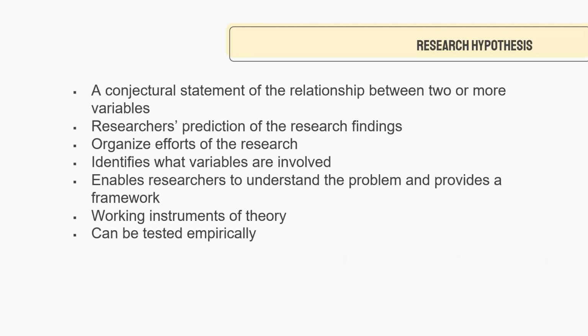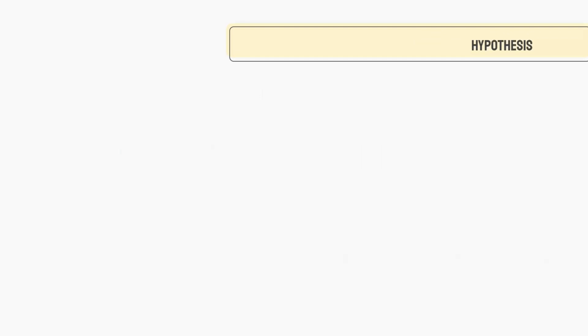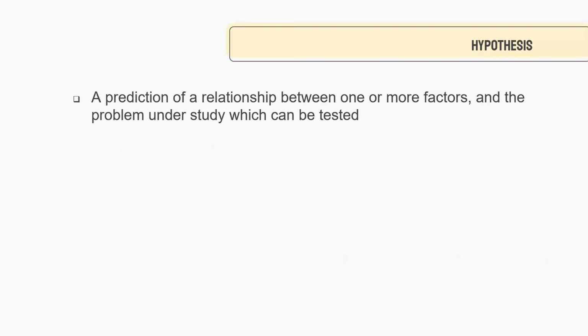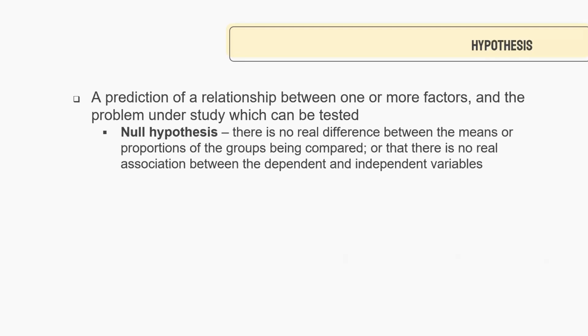Hypothesis should be tested empirically. Again, a hypothesis is a prediction of a relationship between one or more factors and the problem under study, which can be tested. So we first have the null hypothesis, in which there is no real difference between the means, the averages, or the proportions of the groups being compared, or that there is no real association between the dependent and independent variables.